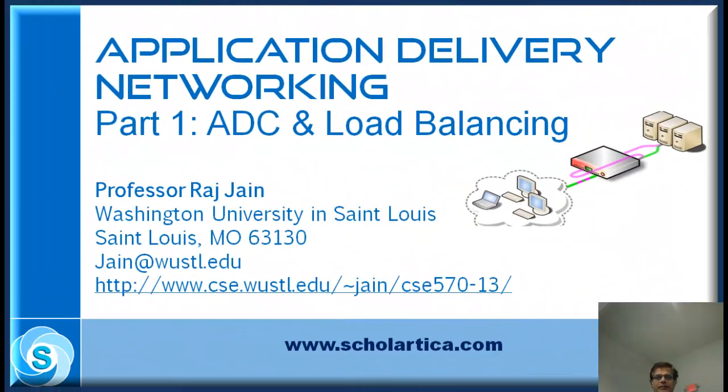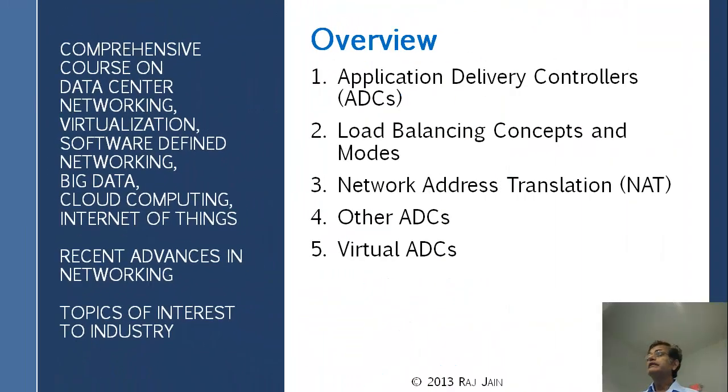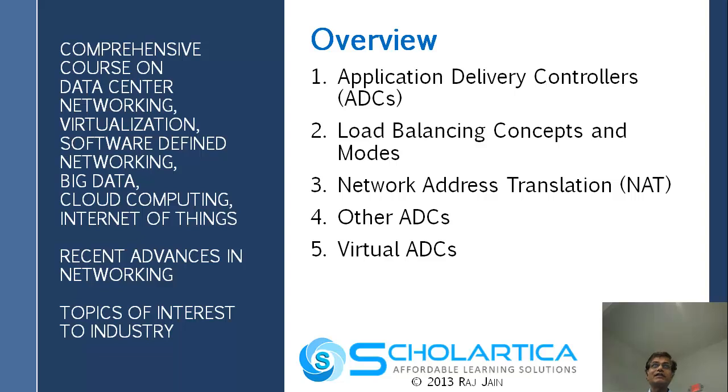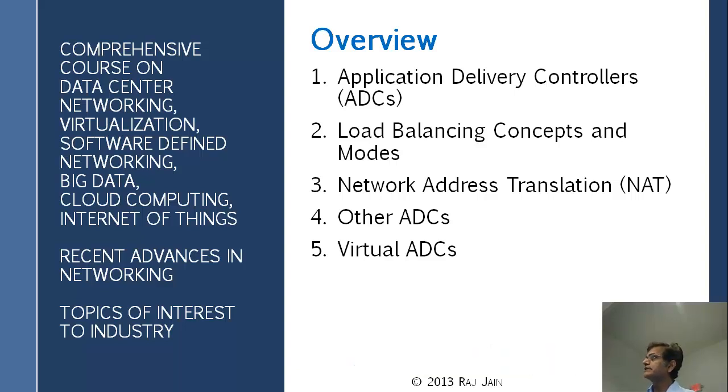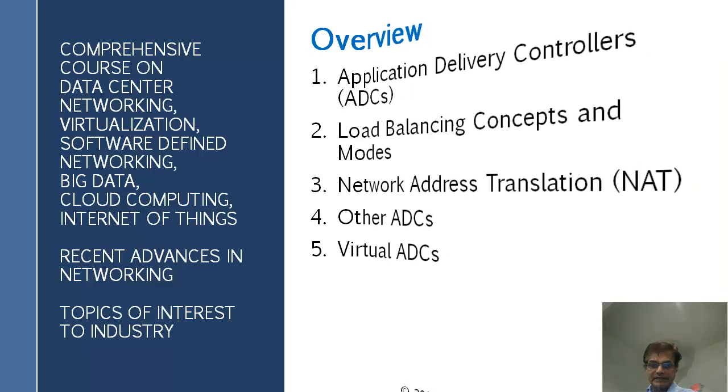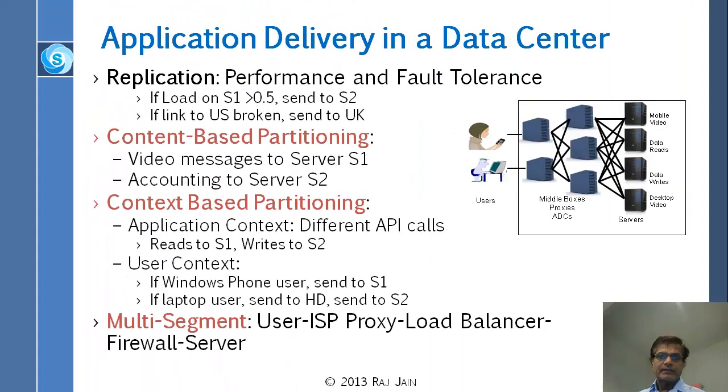So today's topic is application delivery networking. In the data centers, application delivery is the key reason for having a data center, but we will define exactly what that means and how it is done. So there are application delivery controllers, what they are, and most of them are based upon load balancing. So what is load balancing? Network address translation, that is also used by load balancing and other ADCs, and then we go through lots of other ADCs. Alright, so five parts of this topic right now.